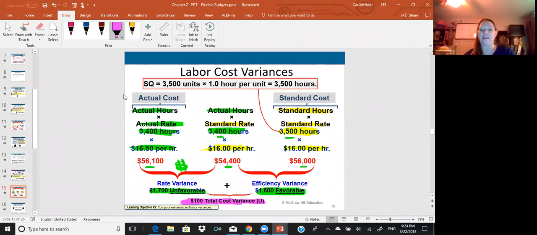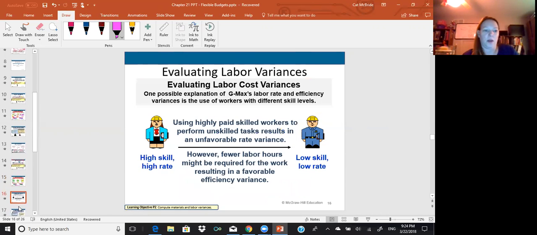So by separating the two, you can really see, okay, our efficiency, that's good. But do we need to look at, like, are we paying overtime? Do we not have enough labor? What happened with the $16.50 instead of the 16? Because that's an opportunity to make our financial position even better. All right, are we good here? Okay.